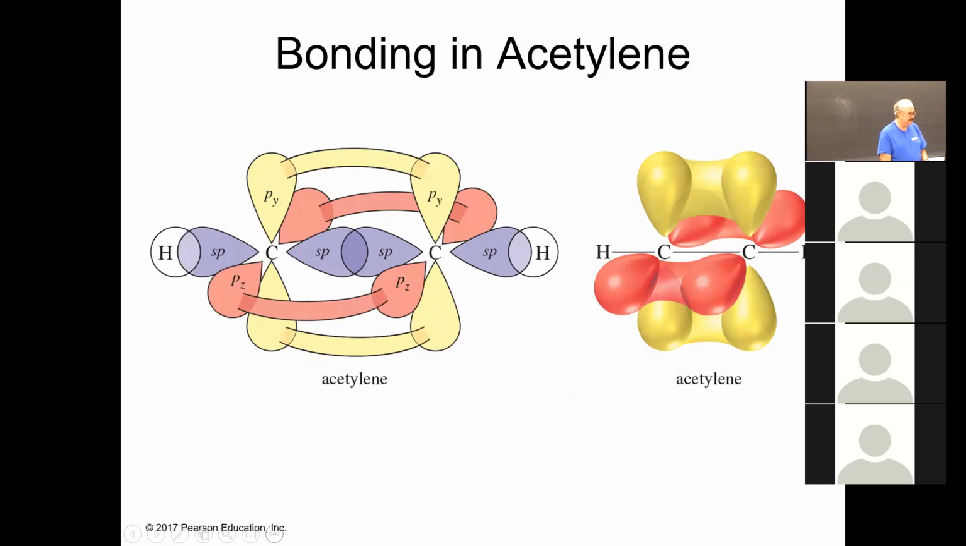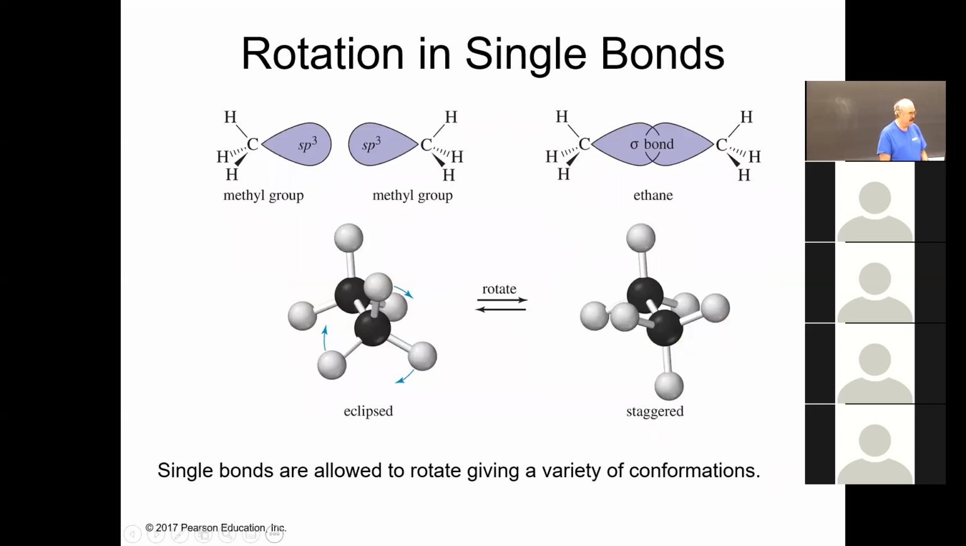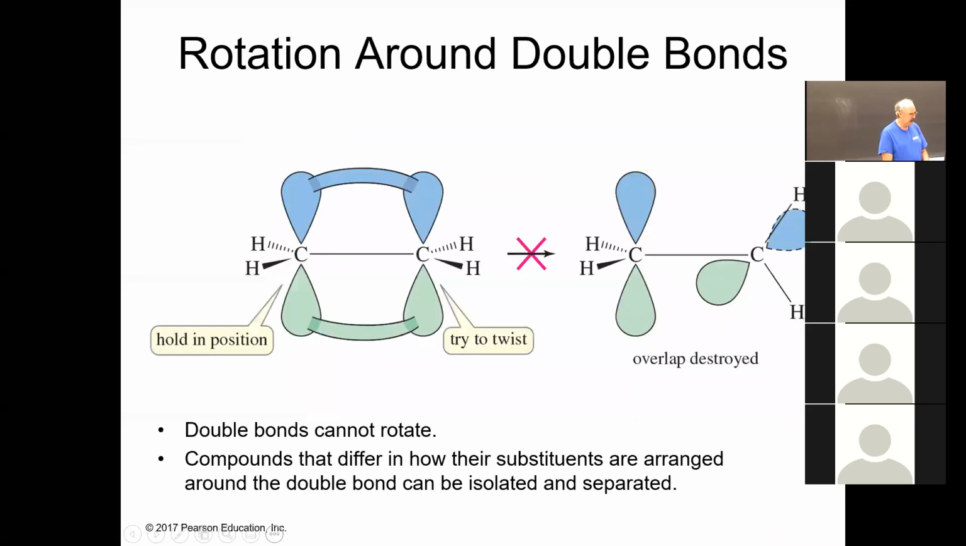If we have a triple bond, we'll have 1 sigma and 2 pi bonds. Sigma bonds rotate freely, which gives rise to conformations, such as the eclipsed and staggered, shown here. You cannot rotate around double bonds. You actually have to break the bond before you can rotate it.